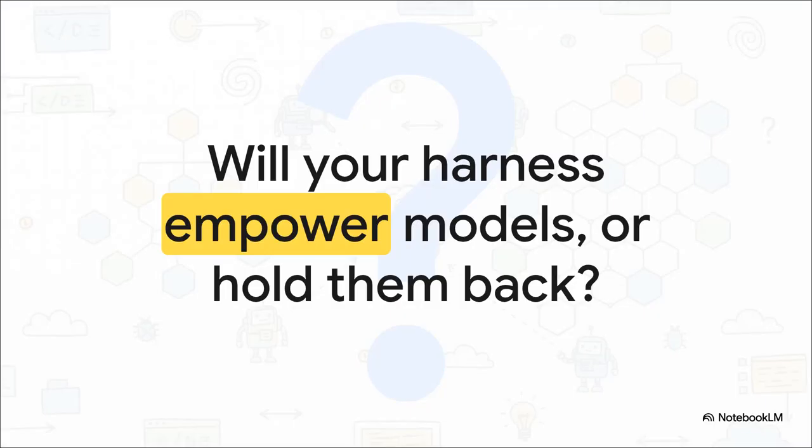Which brings us to a really critical question to leave you with. As these models inevitably get smarter, is your codebase harness going to empower them or hold them back? The entire future of human-AI collaboration and software engineering hinges on the ecosystem you are building right now. An overly strict rule written to fix a quirk in today's model might totally hamstring tomorrow's more capable update.